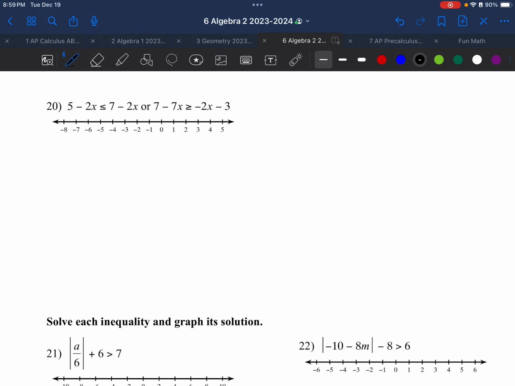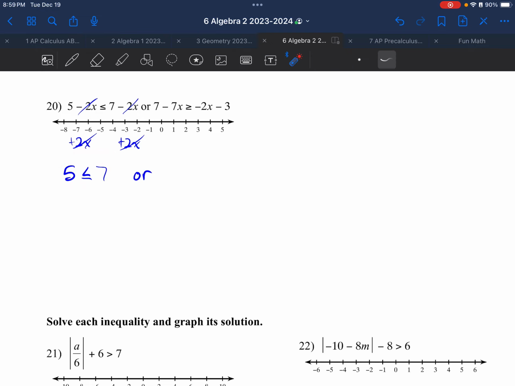Number 20, again, I'm going to be solving. Let's go ahead and subtract 5. Ooh, that's not what I want to do first. Here, I'll tell you what I want to do. What I want to do is I want to get rid of the 2x. I'm going to add 2x to both sides, gone and gone, and then I'm left with 5 is less than or equal to 7.